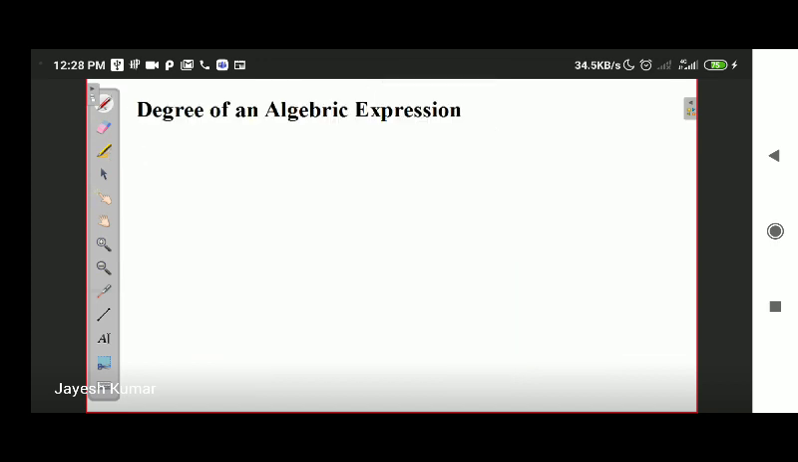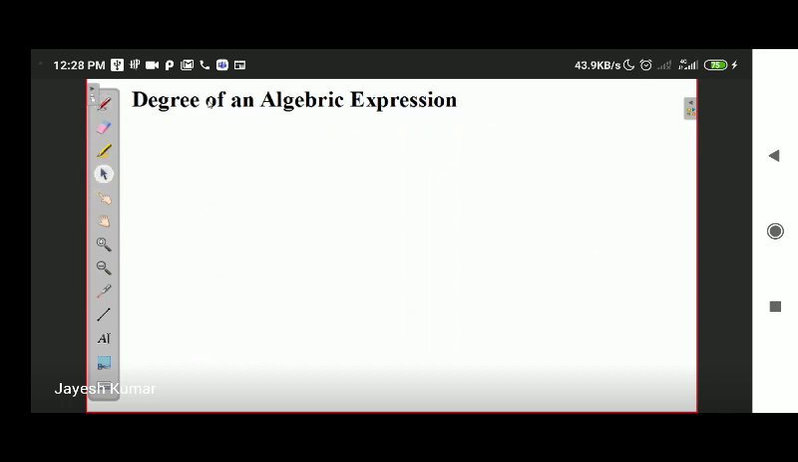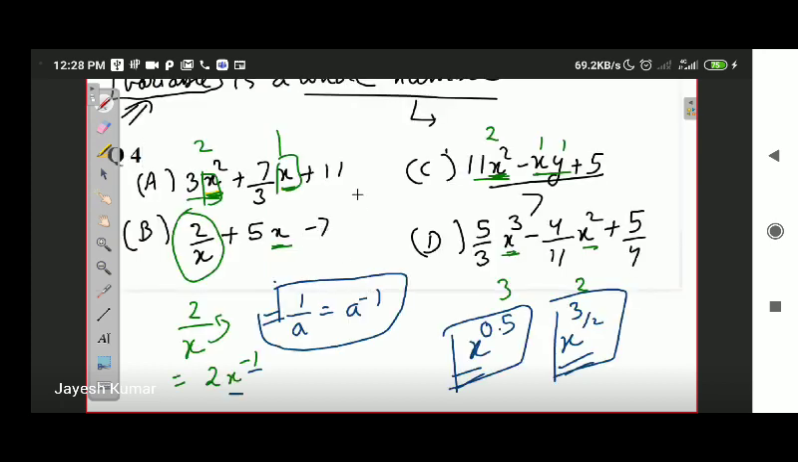Next, after discussing polynomials, let's talk about the degree of an algebraic expression. From now onwards, whenever in the chapter we use the term algebraic expressions, we are talking about polynomials, valid polynomials only. For the previous examples in question number 4, all 4 were algebraic expressions, but B part was not a polynomial because one of its x has its power not a whole number. This x's power was negative, that is why.